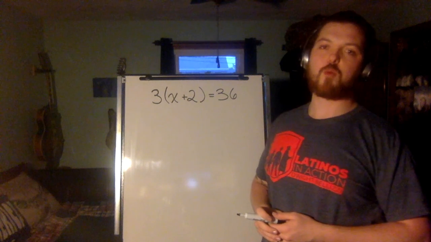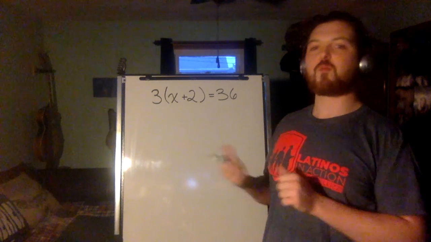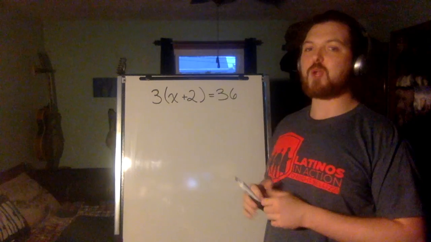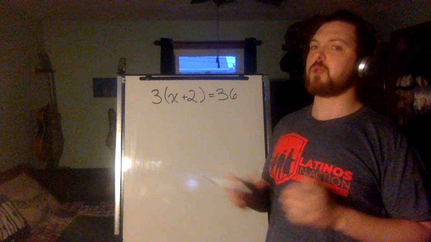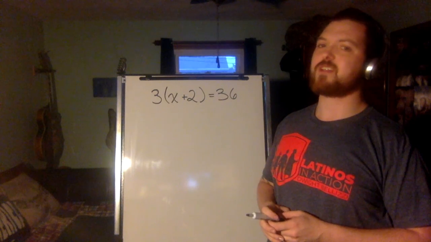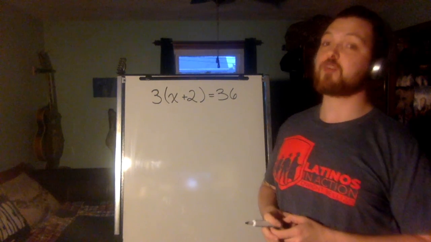So here's a video to help you with your work this week. When we're trying to solve a problem like this, we need to get our variable x by itself. Now if you notice, I have parentheses around my x plus 2. In order to get rid of those parentheses, I need to use what we call distribution.